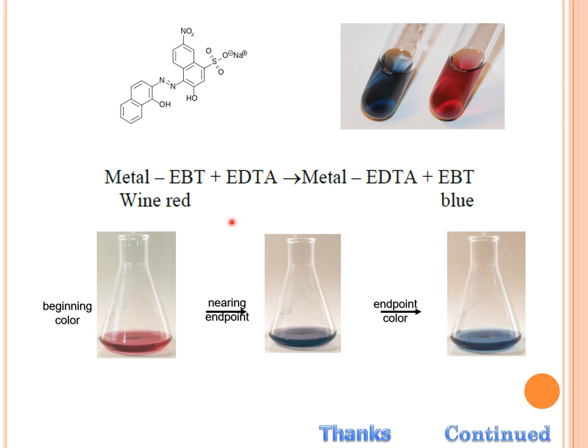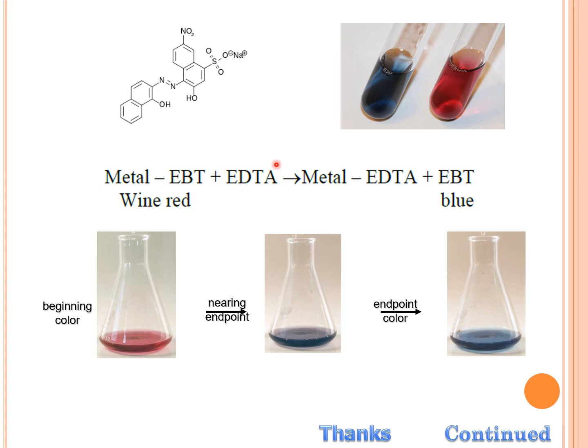So what is happening: first, the metal ions present in hard water, as soon as we add the EBT indicator, will make a wine red complex. So the metal plus 2 ion will form a complex here. They will replace the sodium and come here in the form of calcium plus 2, magnesium plus 2, aluminum plus 2, whatever ions are responsible for hardness in water.